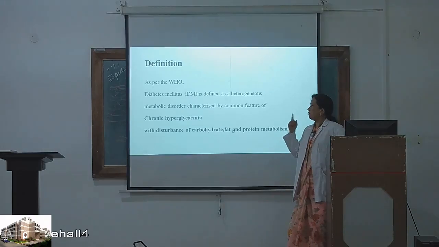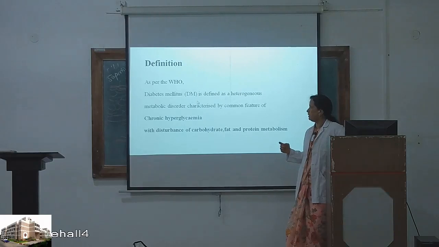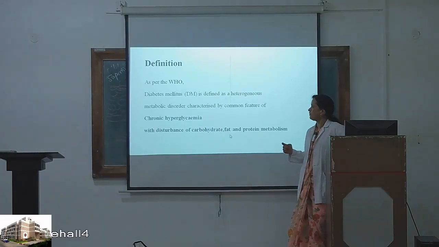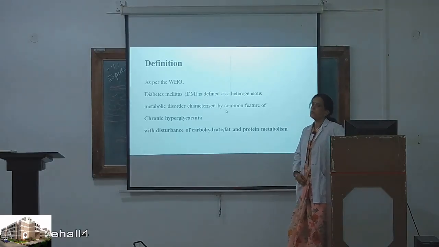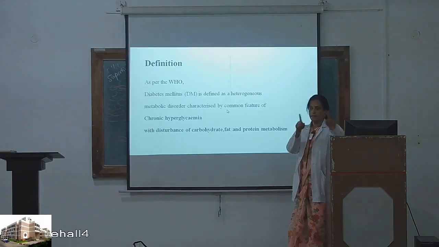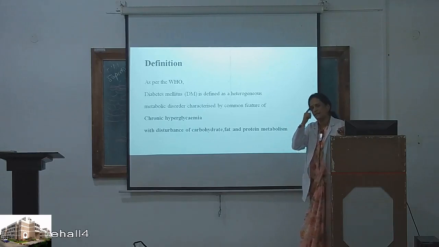So WHO defines diabetes mellitus as a heterogeneous metabolic disorder characterized by the common feature of chronic hyperglycemia with disturbance of carbohydrate, fat and protein metabolism. So you can pause at this level and then read the definition at least 2 to 3 times to register it.